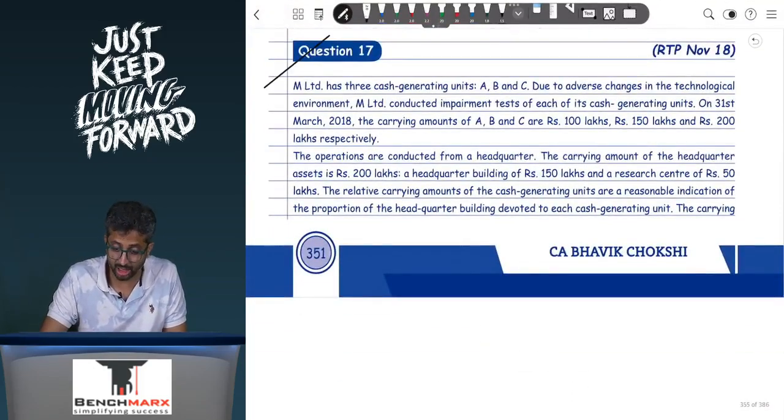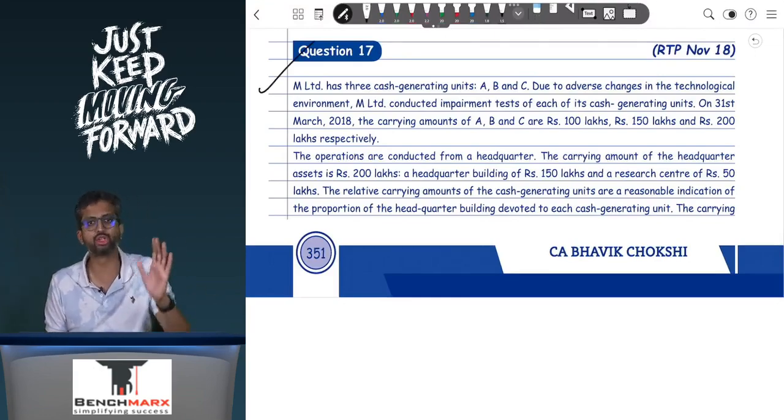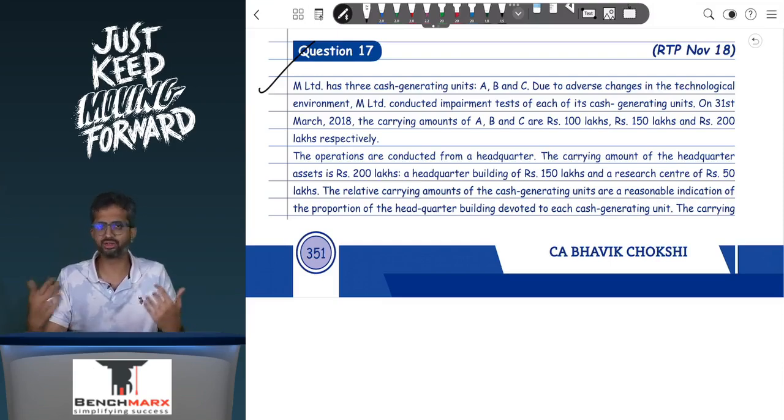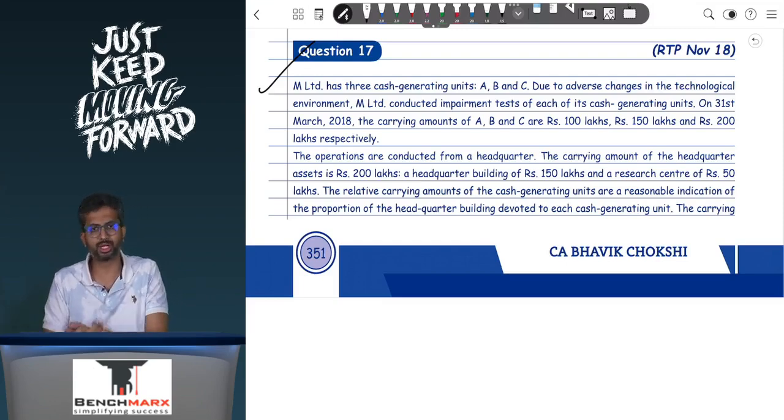This is regarding allocation of corporate assets. Remember, corporate assets will be allocated to each CGU if they are allocable in the ratio of their carrying values. What is the logic behind that? The bigger the CGU, more is the corporate asset, like a research and development center, training center, that can be utilized. Smaller the CGU, lesser will be the utilization of that common corporate asset.